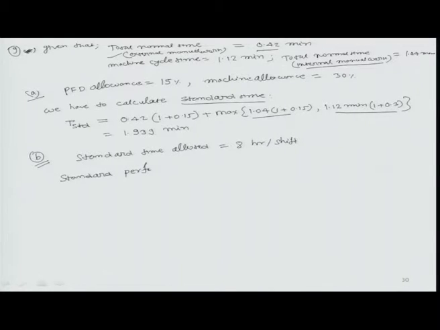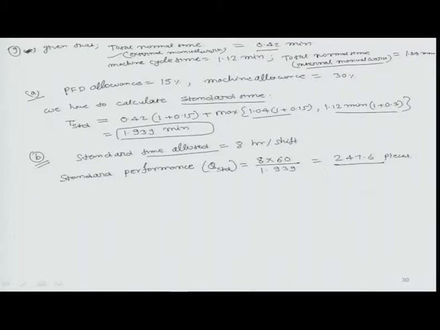Standard performance, we can signify it as QSTD, is equal to the standard time allotted, which was 8 hours per shift. So 8 into, and since the standard time we have calculated in minutes, we will have to equalize the units. So we will have to multiply it with 60 divided by the standard time, that is 1.939. So here it will come to 47.6 pieces.